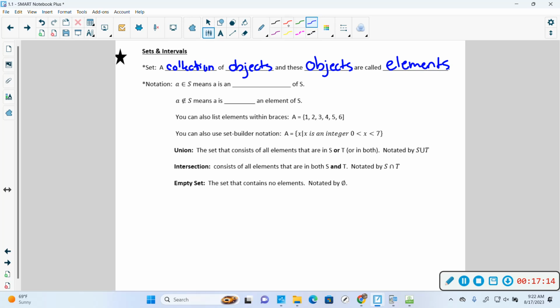So some different notation here. So this here, A belongs to S. That's what this little symbol that looks like an E means. A belongs to S means A is an element of S. And then of course when you have the little slash through it, that means, common sense, it's not an element. It doesn't belong in there.